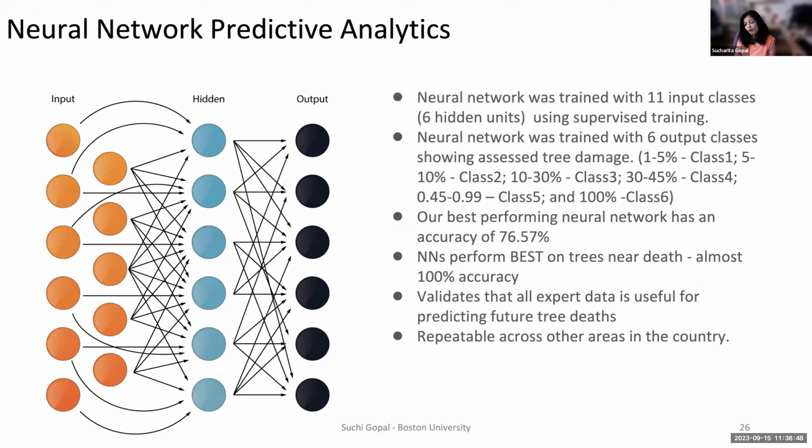Our networks perform best when the trees are near death, meaning they are able to give us 100% accuracy in making a prediction. But if you take in general overall prediction, it's only got an accuracy of 76% or so. So we validated our expert data in order to make predictions for future tree deaths. And this kind of technology with this kind of data should be repeatable across other areas that have the same gas leak problem.